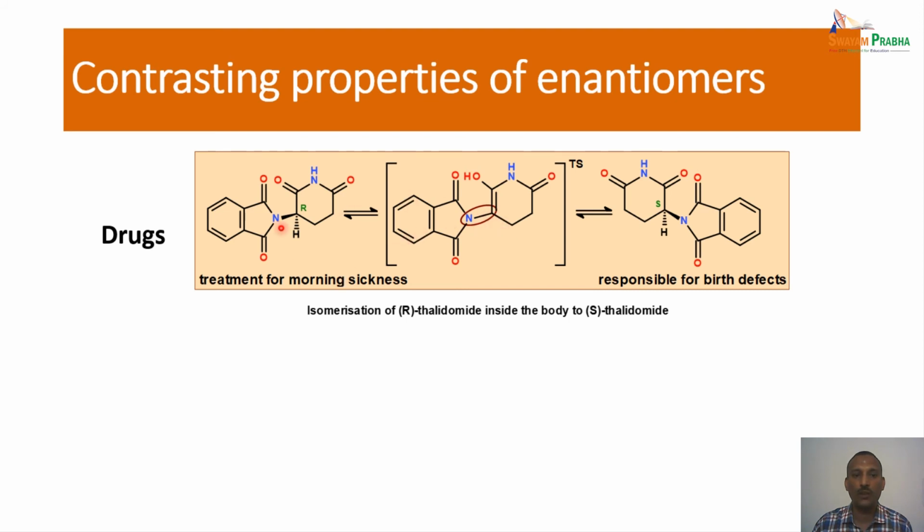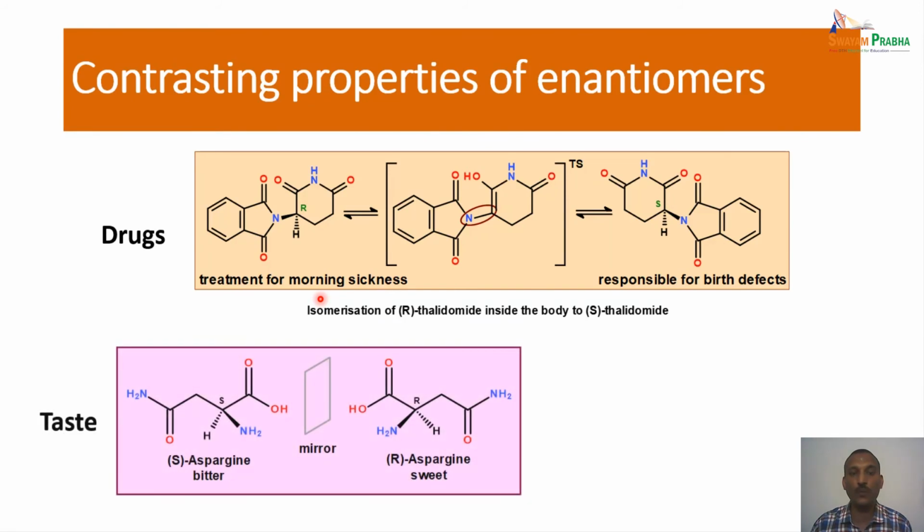happened was, one of the isomers was used for treating morning sickness in pregnant women, but the other isomer is responsible for birth defects. So roughly 10,000 kids were born with birth defects. That's the reason this drug was completely banned. Unfortunately, later on people found out that even though the R isomer is the required one, which is useful for morning sickness, within the body it undergoes metabolism to produce the S isomer, so thalidomide is no longer prescribed for morning sickness in pregnant women.